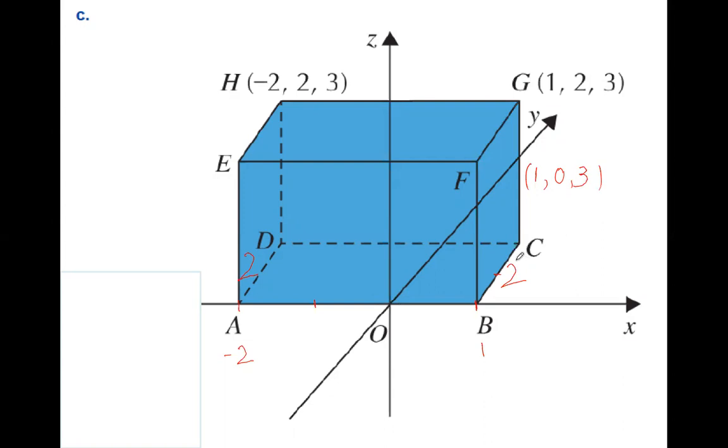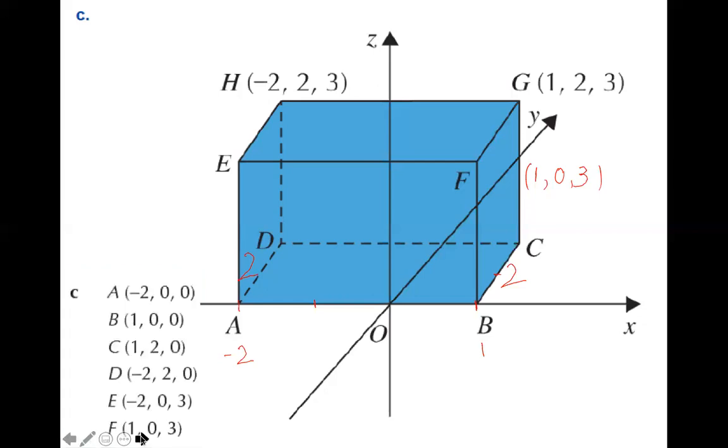Okay. So 1, 0, and 3. And you can see that from 0 to F, you went 1 along X. You've not moved in terms of Y, so you stayed put, and you went 3 up. So you can quickly check that your 1, 0, 3 does make sense. So it's another way for you to check once you're done. 1, 0, 3.